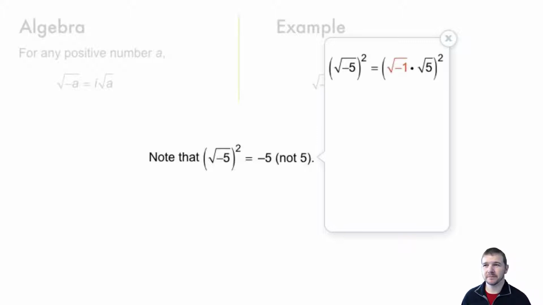Here's an explanation. The square root of -5 squared equals the square root of -1 times the square root of 5, in parentheses squared, which can be rewritten as, in parentheses, i times the square root of 5 squared. Distributing the exponent to the i and to the square root of 5, we have i squared times the square root of 5 squared. That's -1 times the square root of 5 squared, which is -1 times 5, which is -5.